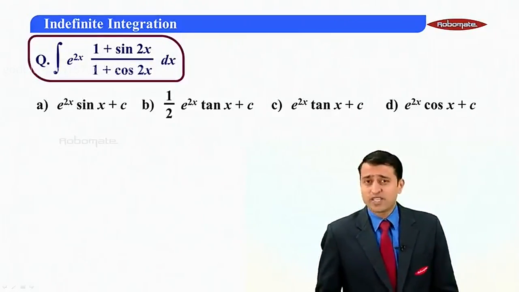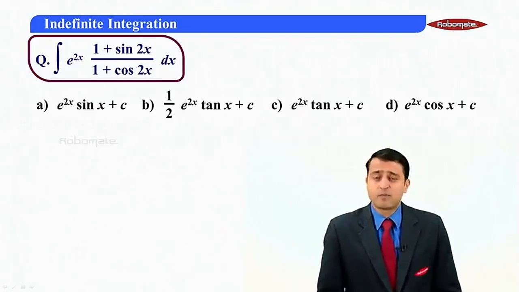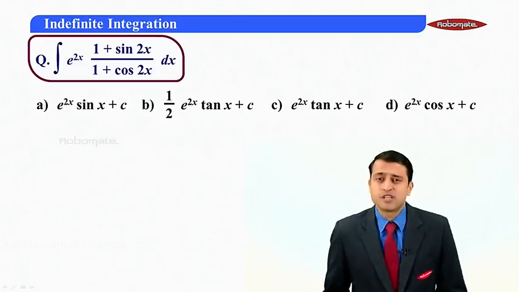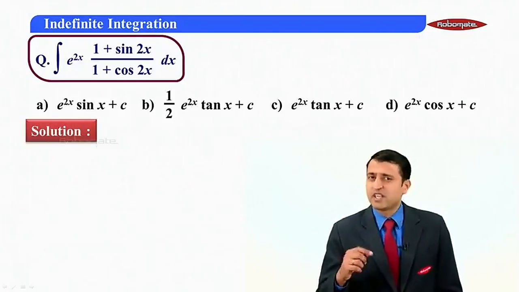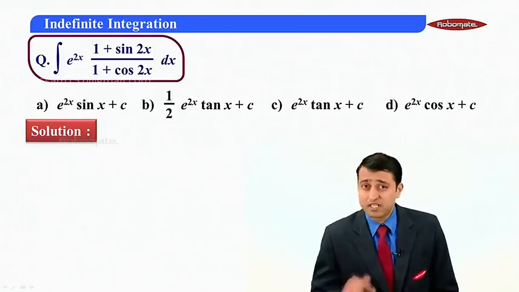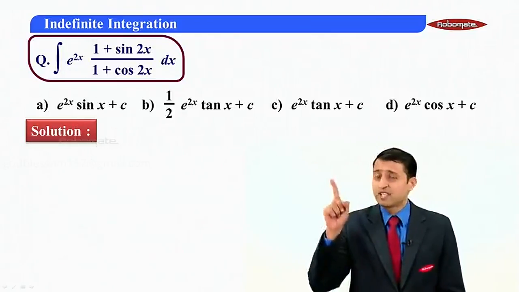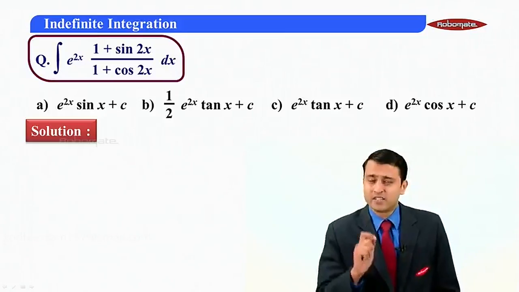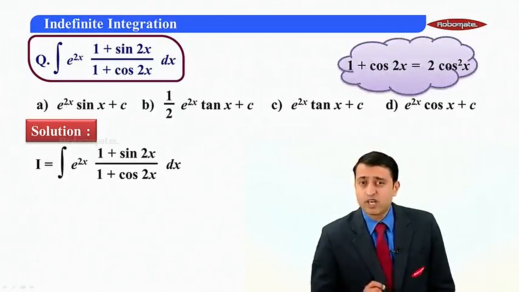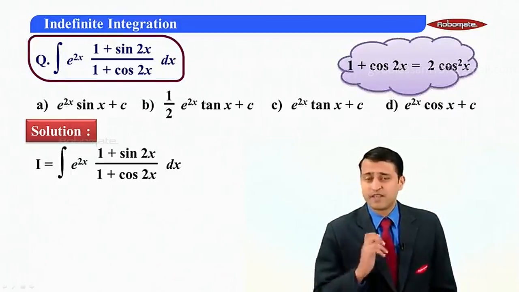Integral of e raised to 2x into brackets 1 plus sine 2x upon 1 plus cos 2x dx is equal to which of the four options? Now my dear students, we have seen earlier a sum of this type. The only change in this particular sum is that the coefficient of x is 2, and that is what we need to address. So let us see. Now this particular question we need to convert into the type of f of x plus f dash of x.